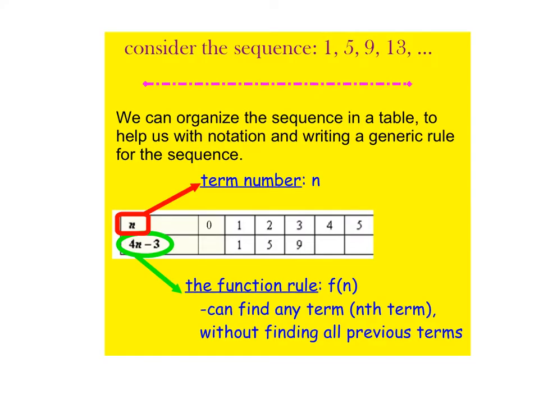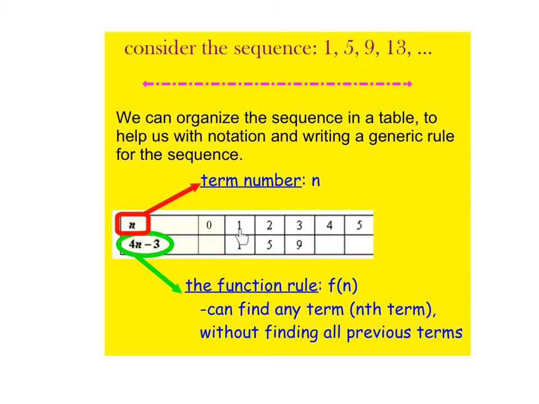Okay, let's consider the sequence given above, where the first term is 1, second term 5, third term 9, fourth term 13. We can organize this sequence into a table to help us with notation and writing a generic rule. This is a rule that will help us to find any term within the sequence. Let's take a look at the table below. So n is the term number, and 4n minus 3 is our general function rule. Let's talk about how we get that.